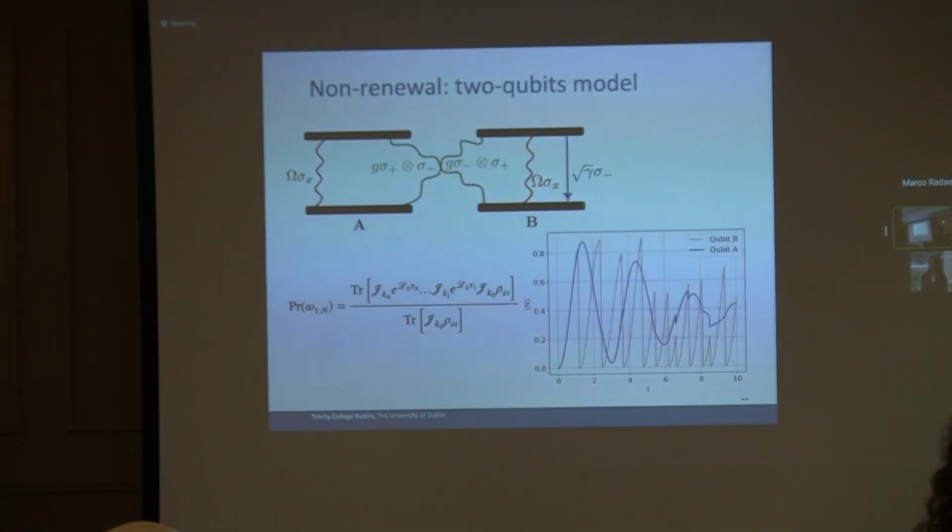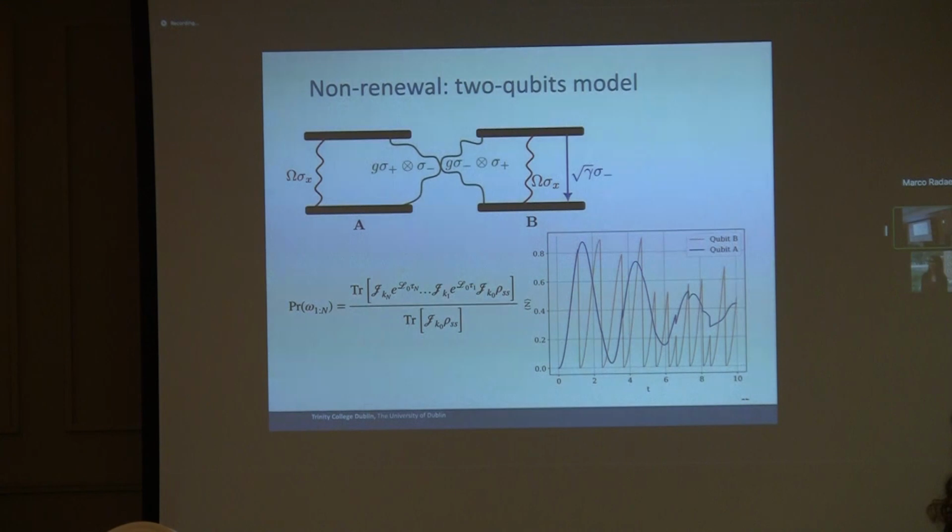Let us now try to go beyond this renewal case. Going beyond the renewal case is complicated because at this point we actually have to deal with this probability distribution, and it's not a very tractable object. Just to keep something in mind, let us consider this 2-qubit model. We have 2 qubits, each one of them has its own Rabi frequency. They are coupled in this way, and one of them can jump with an operator which is this.